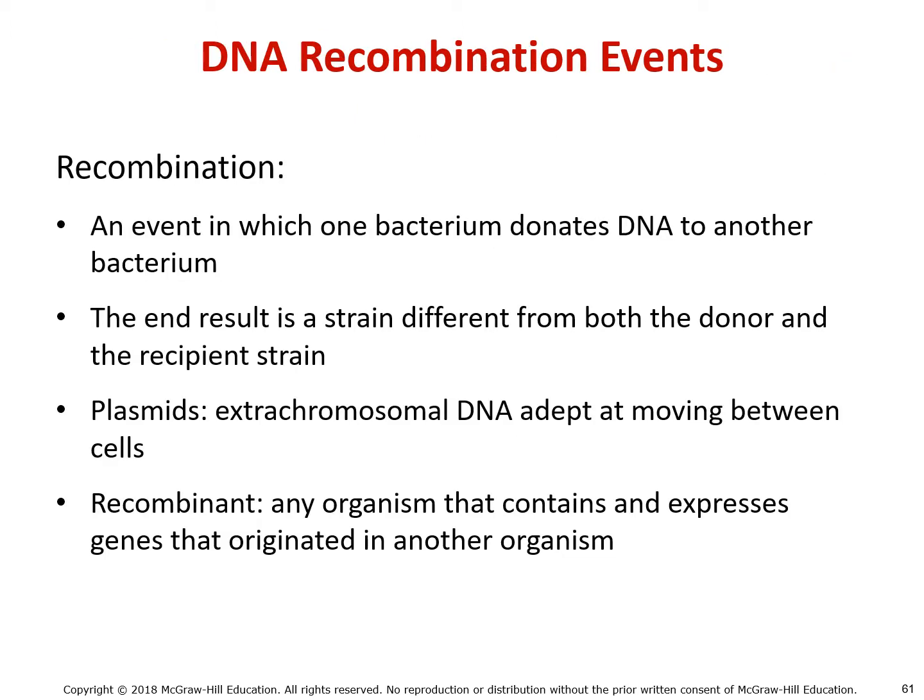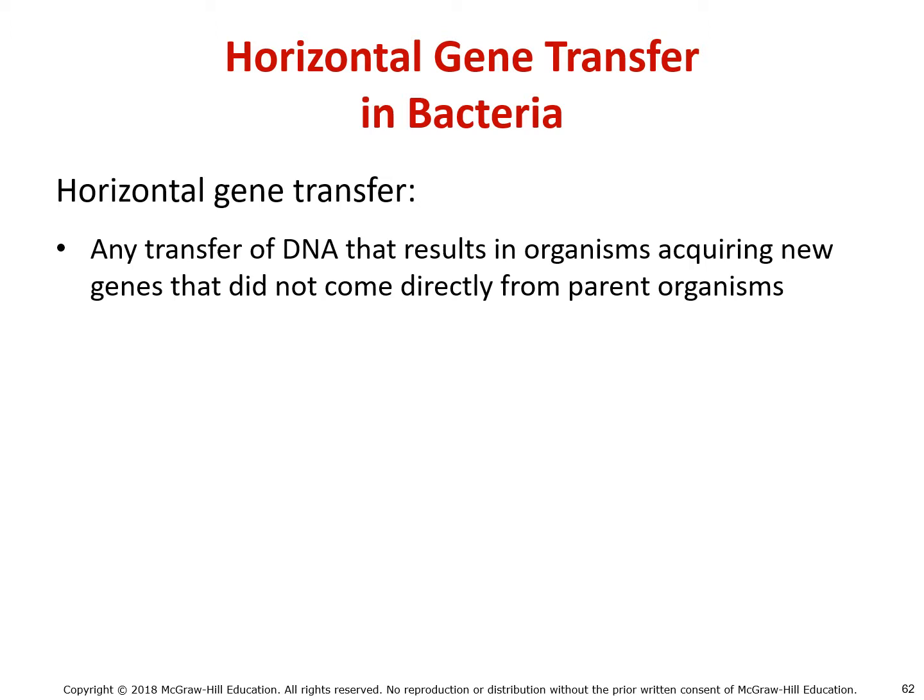So let's talk about DNA recombination events. And before we do, let's point out some important parts. One of the more important things to point out is plasmids. Plasmids were again extra chromosomal DNA that were great at being moved from cell to cell. Recombinant is any organism that actually has a different set of genes than what it would originally have. So let's discuss horizontal gene transfer, which is a way to create new combinations. Horizontal gene transfer actually happens in 3 different ways.